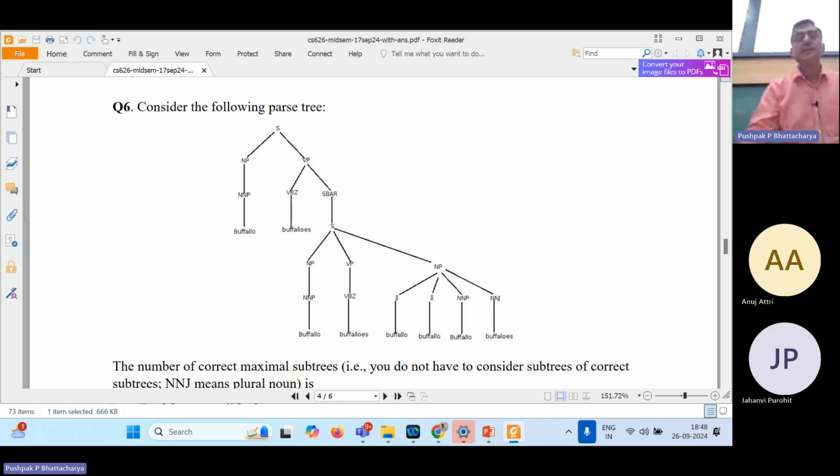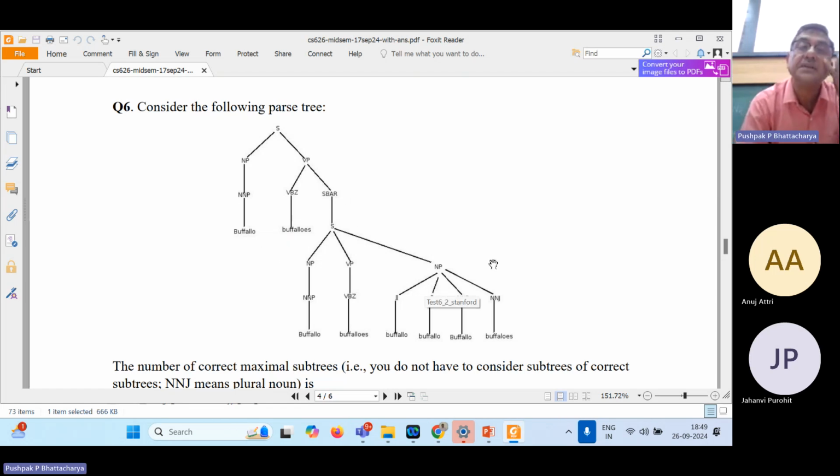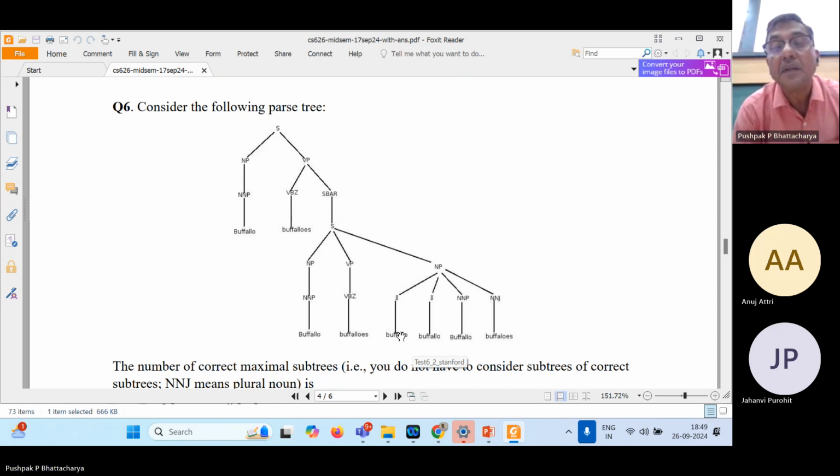And now we see here the subtrees which are correct. The first NP, let me see. This cursor you can't see? Oh, you can see. Okay. So this NP going to NNP buffalo is correct. Here Buffalo is the name of the place. Then VBZ buffaloes is wrong. The second buffaloes is a noun actually. And this whole subtree is wrong. Buffaloes, buffaloes, I can't parse it with that meaning.